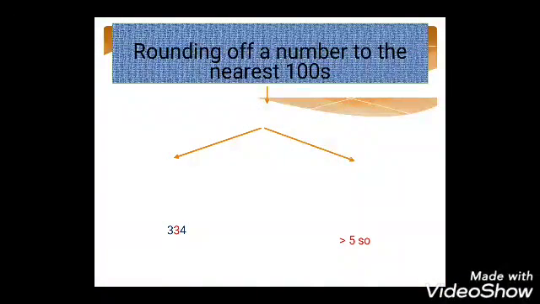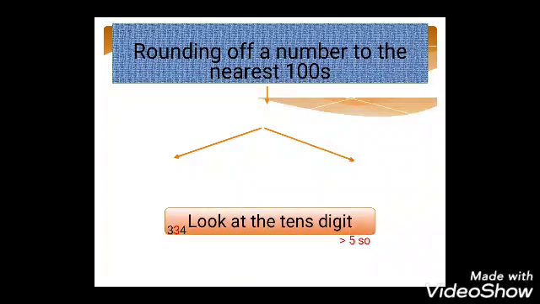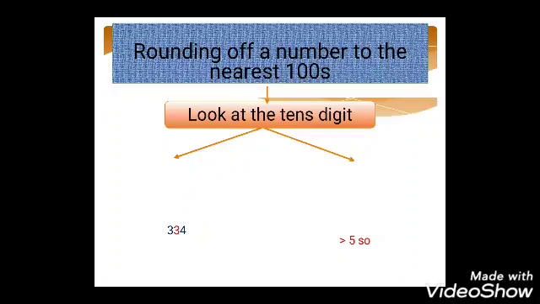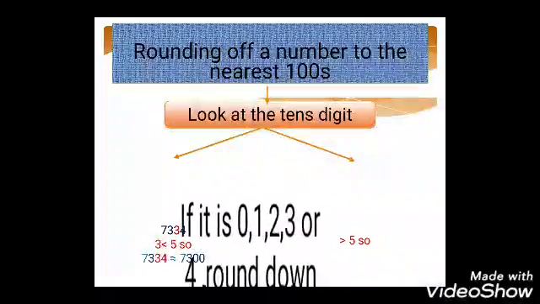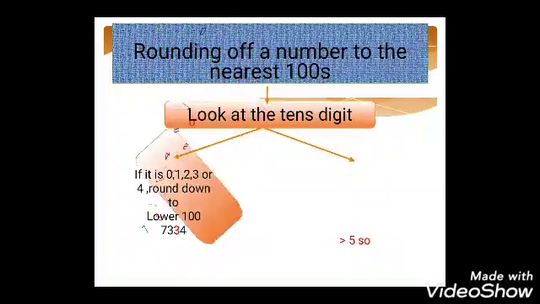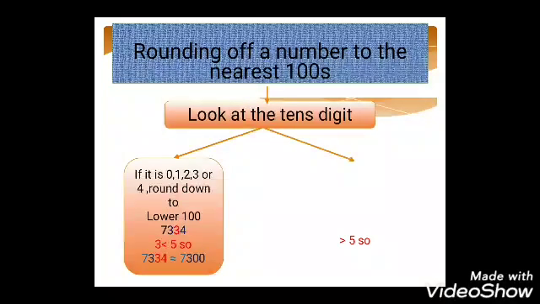Now let us come to rounding of a number to the nearest hundreds. For the nearest hundreds we will have to look at the tens digit. If it is 0, 1, 2, 3 or 4, it is rounded down to the lower 100. So look at the digit at the tens place. It is 3, it is less than 5. So 334 becomes 300.